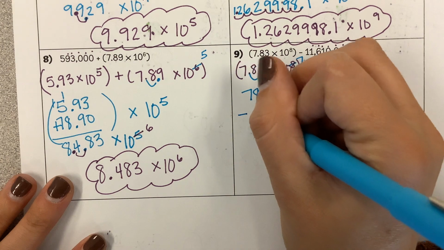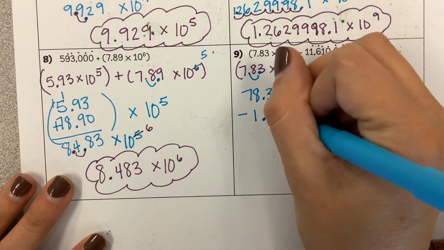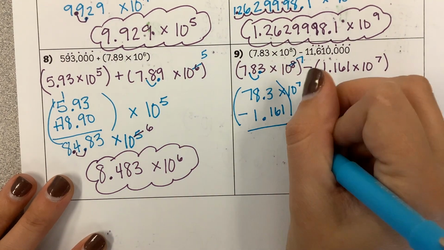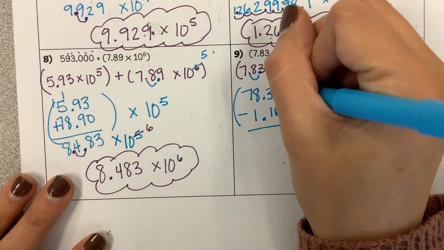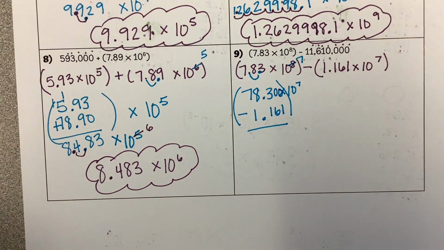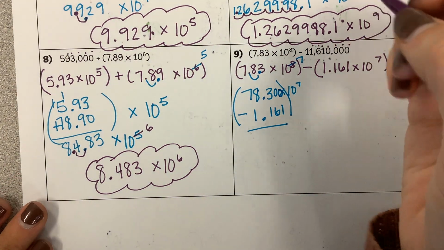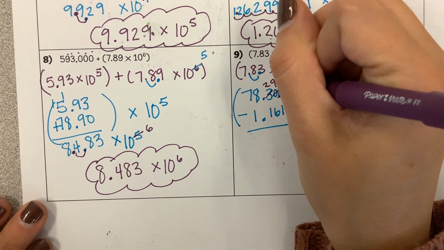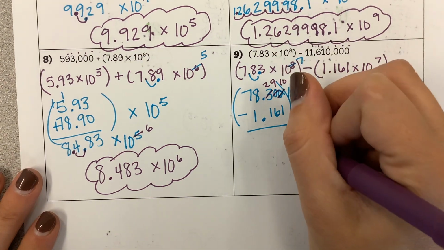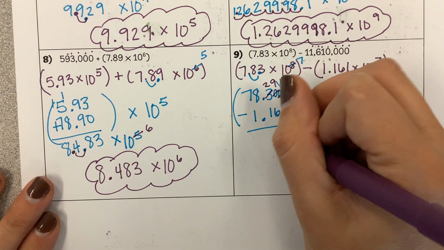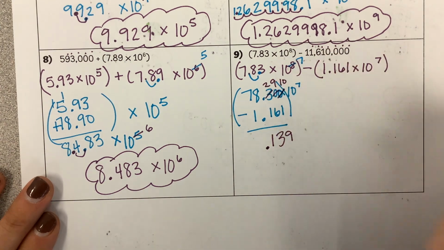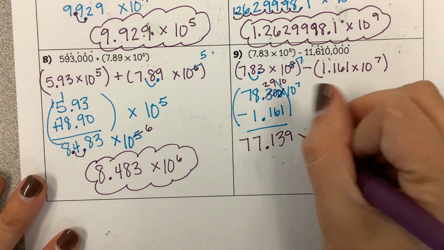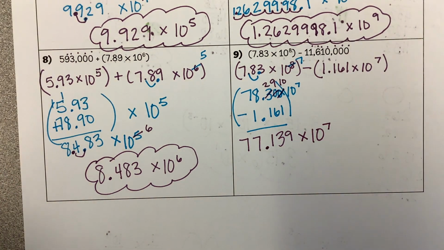We are subtracting 1.161. Kind of crammed that in here. So when I'm subtracting, I need to borrow. 3 is going to become a 2. This 0 becomes a 9. This 0 becomes 10. 10 minus 1 is 9. 9 minus 6 is 3. 2 minus 1 is 1. 8 minus 1 is 7. 7 minus 0 is 7. Times 10 to the 7th power.